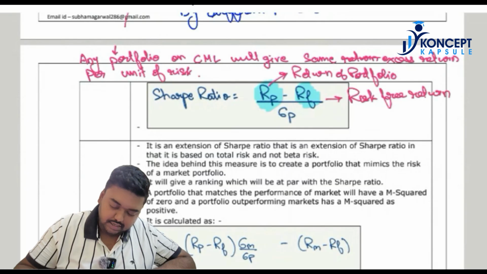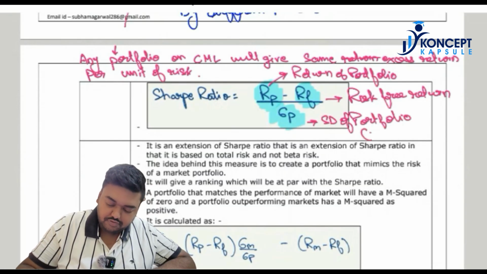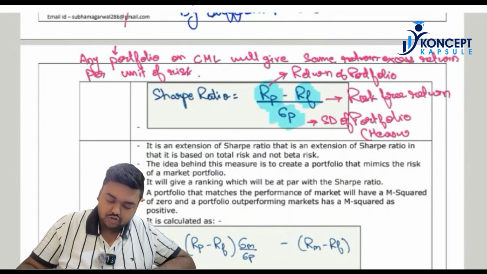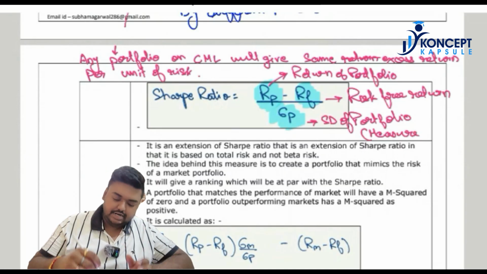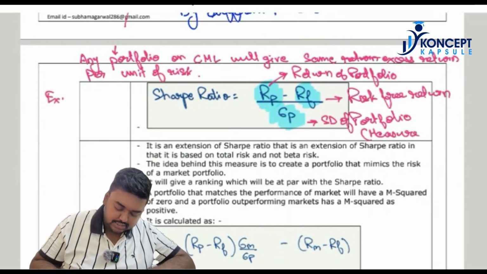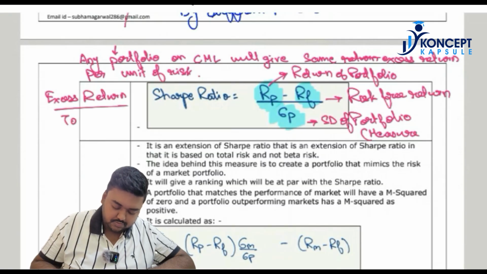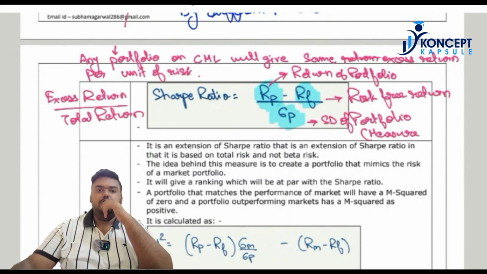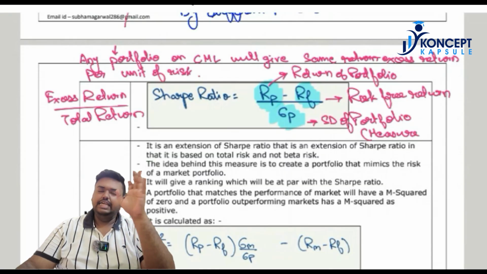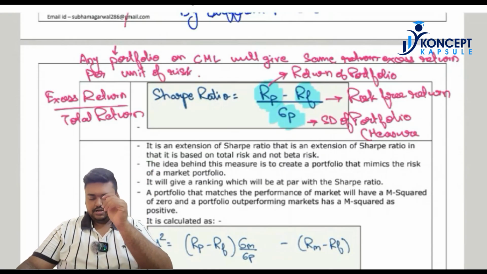divided by sigma P. Guys, what is sigma P? We all know it is the standard deviation of the portfolio, a measure of risk. So basically, in a nutshell, we are saying excess return divided by total risk. This is all we are saying: RP minus RF divided by sigma P. Guys, very clear, very simple, correct?